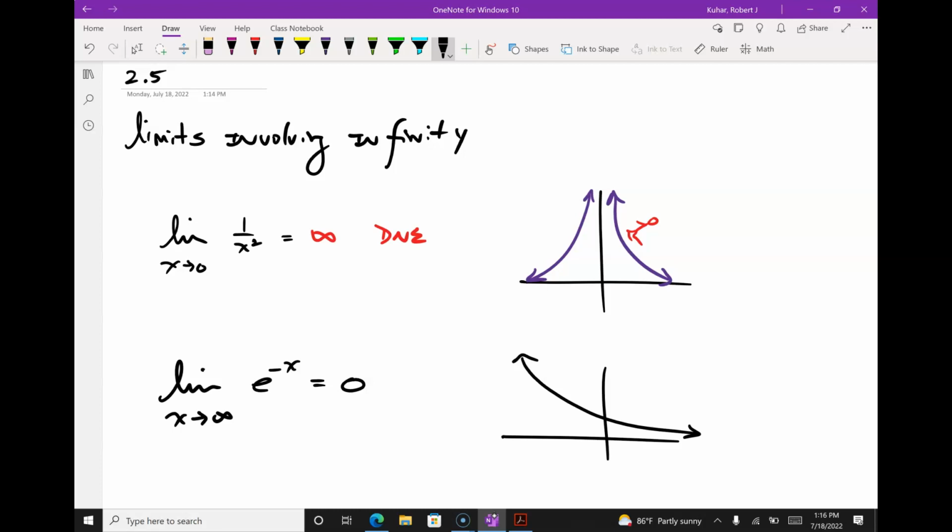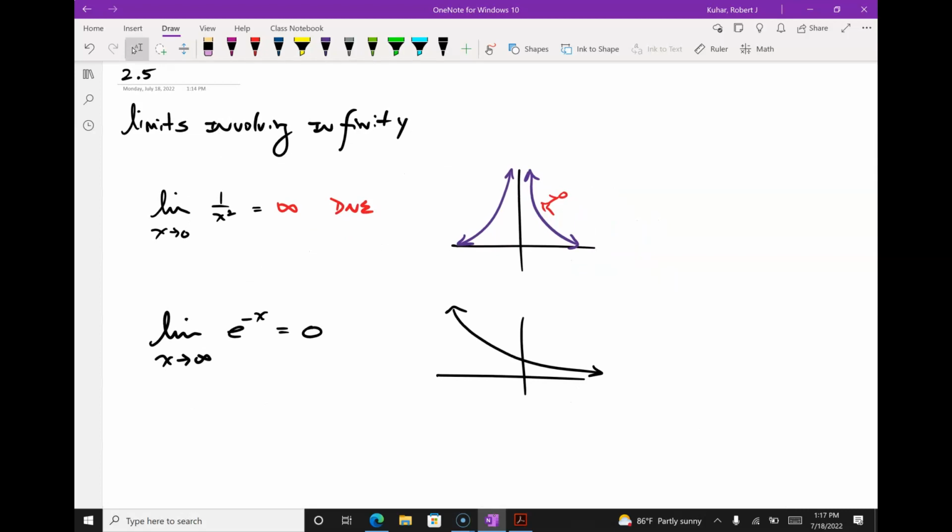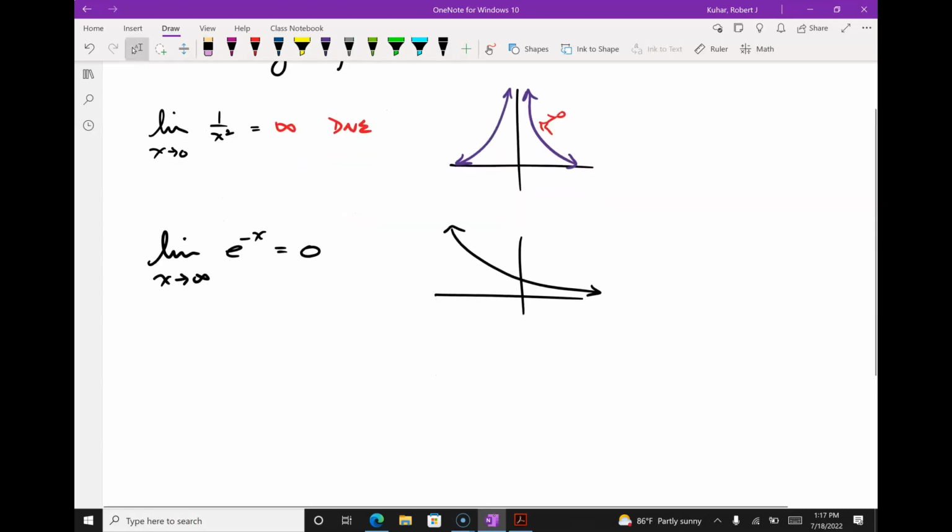So how do I deal with this? Obviously, numerically works very well. Graphically works very well. But there's two algebraic ways that we're going to be looking at it. One of them I'll teach you today. One of them I'll teach you tomorrow, called L'Hopital's rule. I don't know if any of you have heard of L'Hopital's rule before. No? Okay. That's fine.